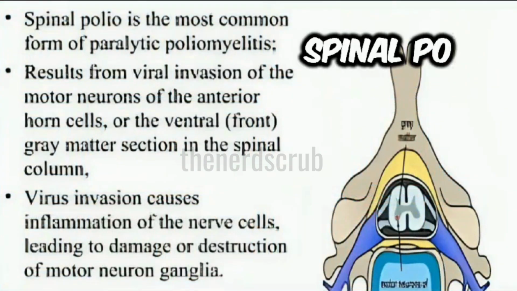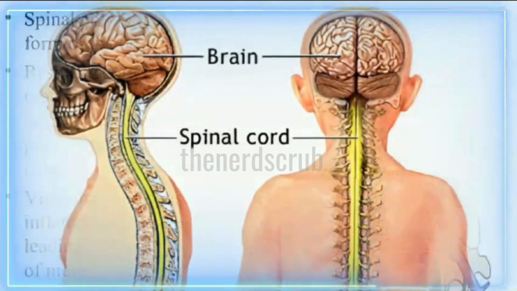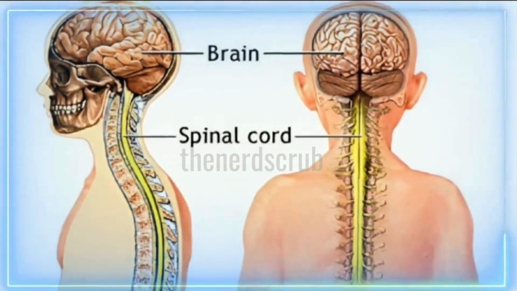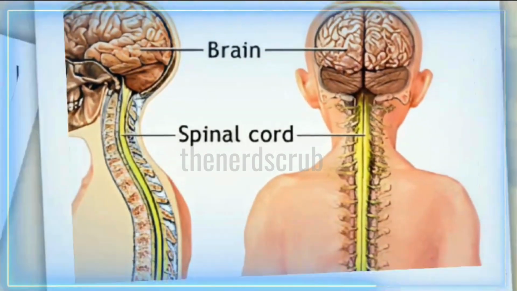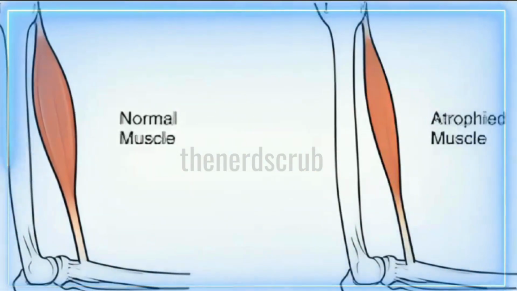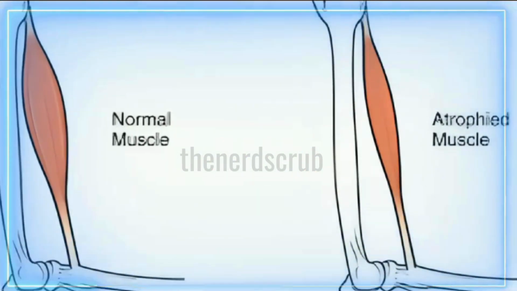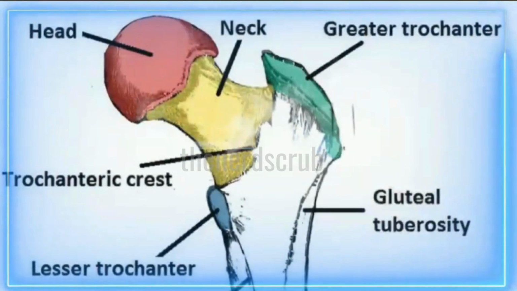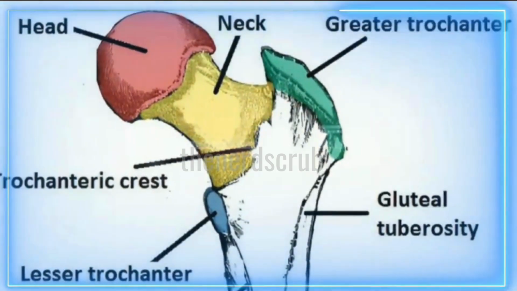A. Spinal polio. Involves the infection of motor neurons in the spinal cord. It is the most common form of paralytic polio and may cause asymmetric muscle weakness or paralysis, muscle wasting, and loss of reflexes. The extent of paralysis can vary from mild to severe, affecting 1 or more limbs.